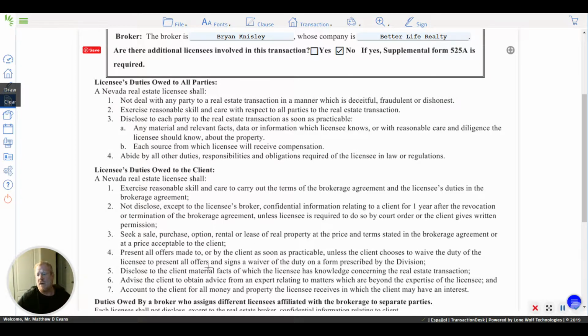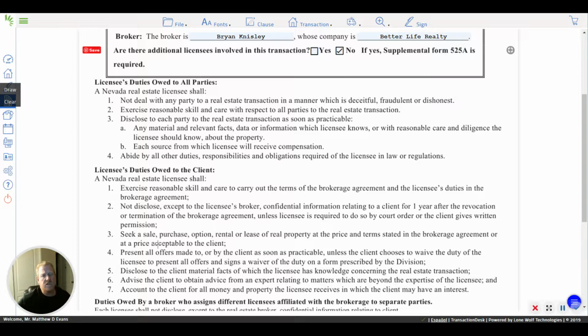I have to seek a sale, a purchase, an option, a rental, or lease of a property at the price and terms laid out in the brokerage agreements. That brokerage agreement is one of the next forms that I'm going to be asking you to sign. That gives us exclusivity as me as your agent and you as my client.